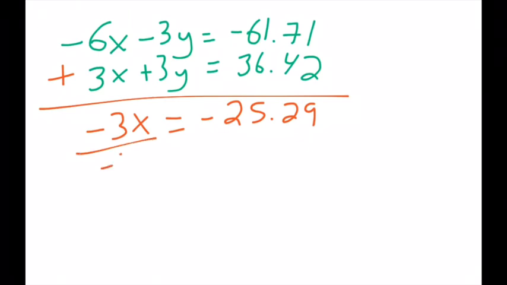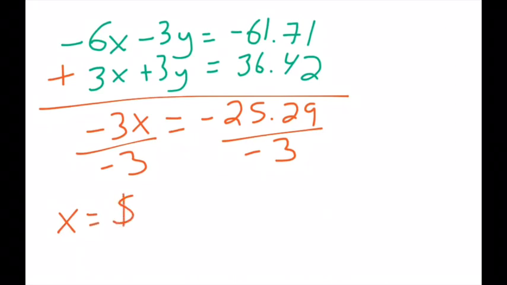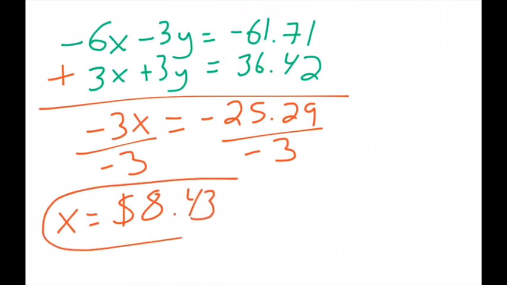Now we're going to divide both sides by a negative 3. So x equals, this is going to be $8.43. So the price of one burrito is $8.43. Now we need to find the price of a salad.